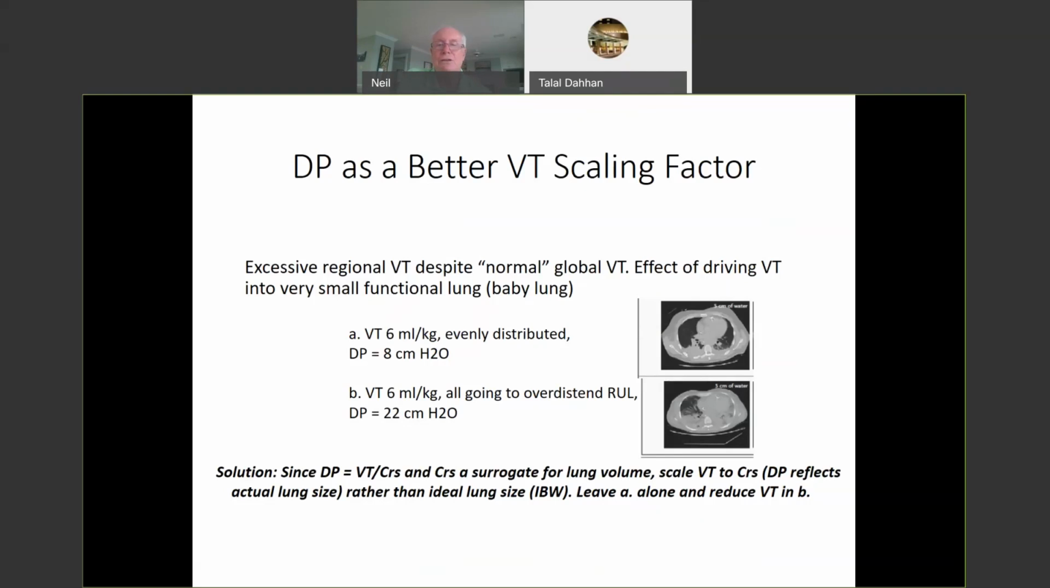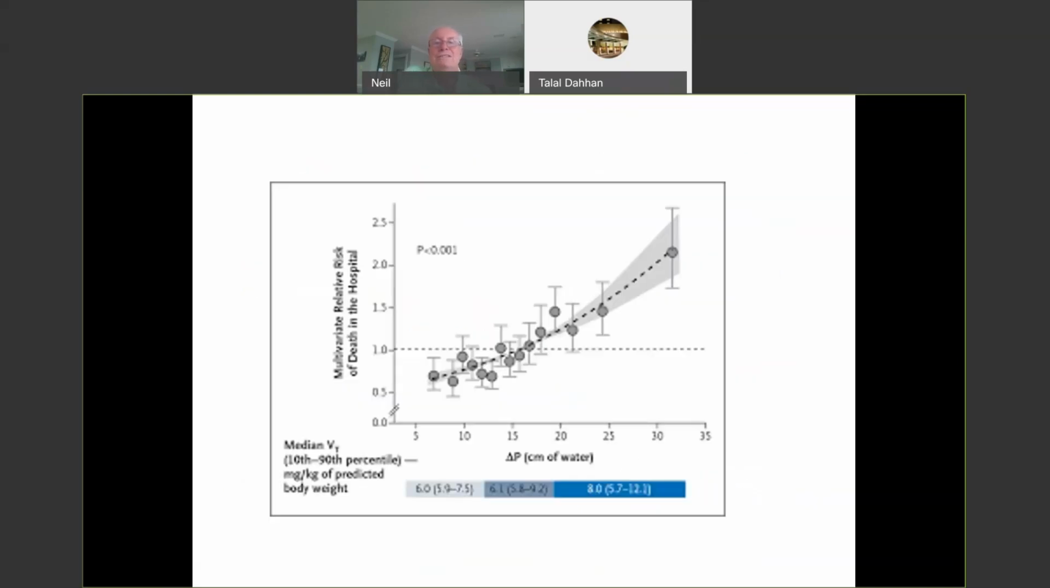Compliance is a surrogate for lung volume, and therefore perhaps we should scale tidal volume to compliance rather than ideal lung size. In my examples here, you would leave A alone, and you would be advised to reduce the tidal volume further in B. So what's a safe driving pressure?